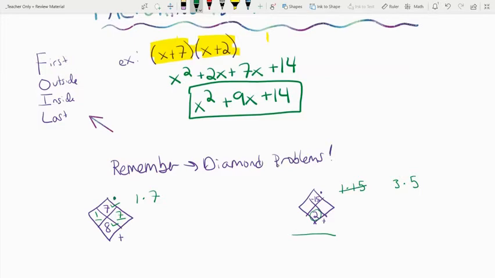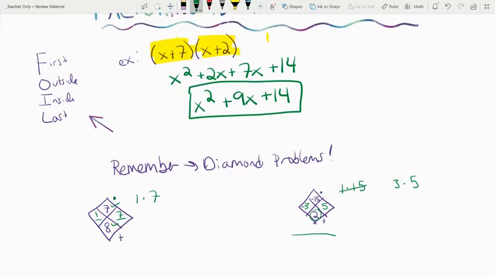Now, if I put 3 into this area and 5 there, 3 times 5 is positive 15. I'm looking for a negative, so I know one of these has to be negative. And in order to end up with a 2, I know that my 3 is going to have to be negative. 5 minus 3 is 2.